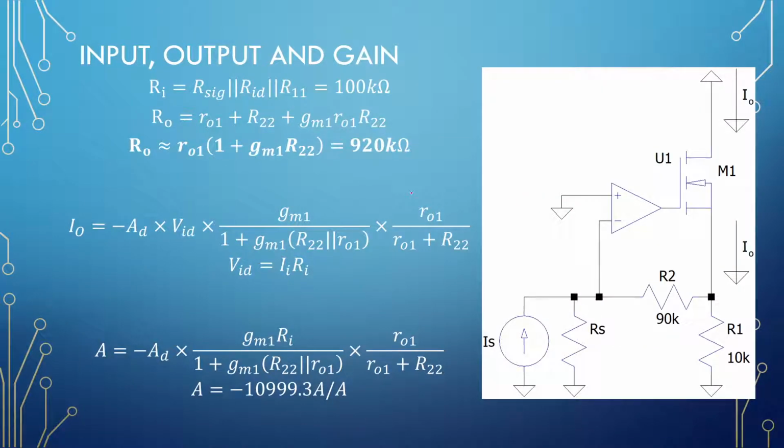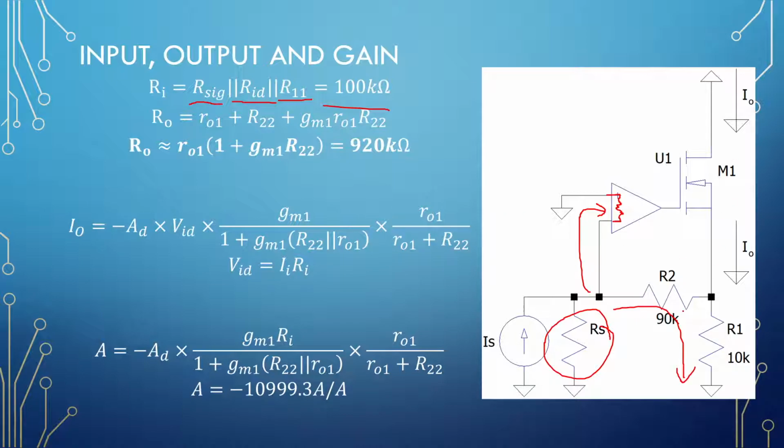Right, so shunt series. Everything on the input side should be in parallel. So here we have our SIG in parallel with R11, in parallel with RID, which is sitting here on the op amp. Okay, RID is infinite, our SIG is infinite, so our input impedance will be R11 alone, which is 100 kilo ohms.